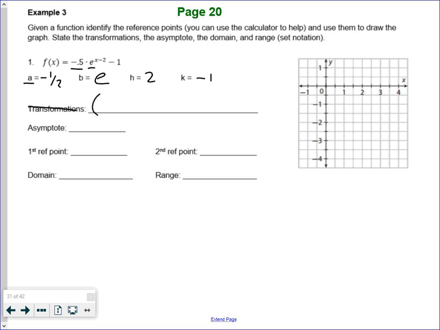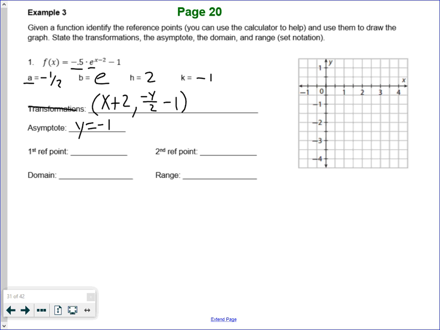But now let's go ahead and do our transformation rule. It's x plus h comma ay plus k. So we get x plus 2, and our a is -1/2 times our y. So -1/2 times y is -y/2, minus 1. That's why I got that second part of the transformation rule. Our asymptote will be y equals k. So in this problem, y equals -1.